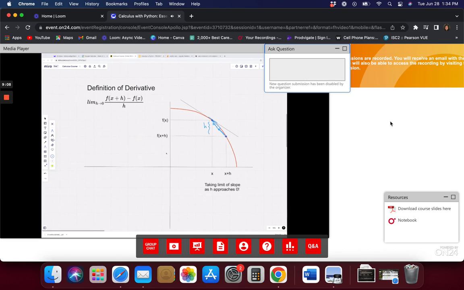So hopefully this isn't too confusing. What we're doing is essentially just trying to take any point on the graph and find the slope of that tangent line.